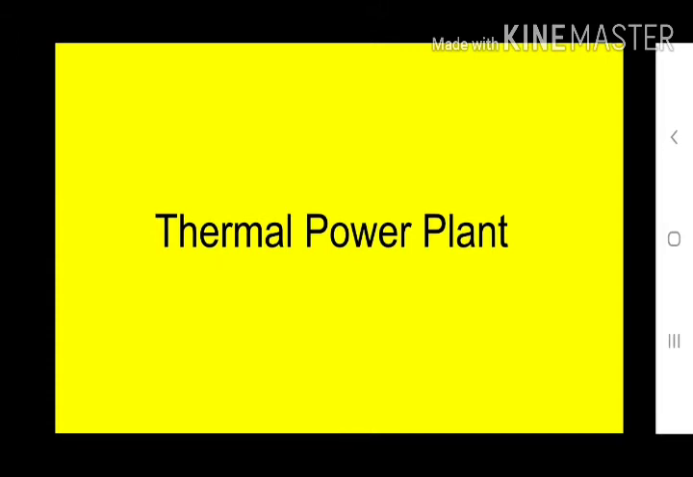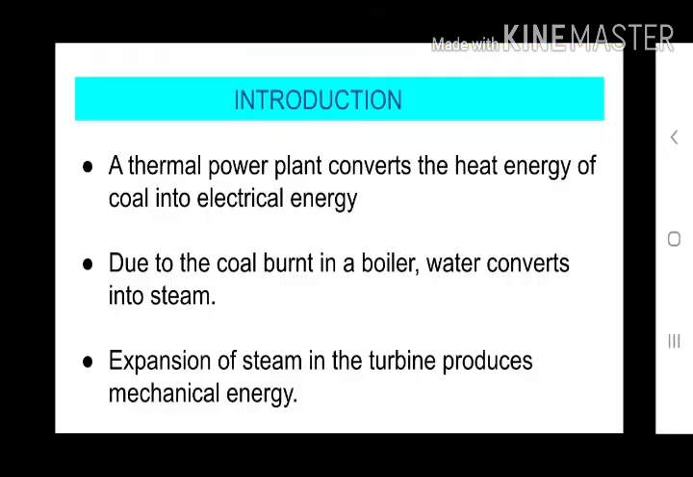I come with the topic thermal power plant. This topic actually gives the idea how the electricity is generated and it describes the method of generating electricity. So the content we cover in this topic is introduction, working principle, important parts, advantage and disadvantage. So let me come to the introduction of the thermal power plant.